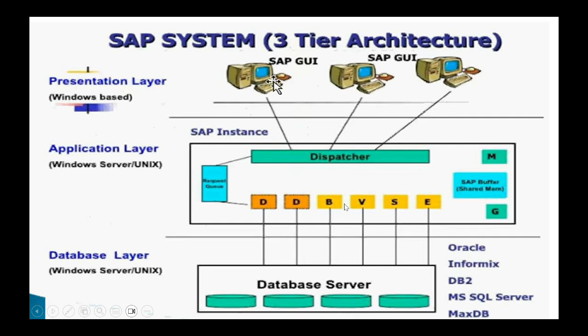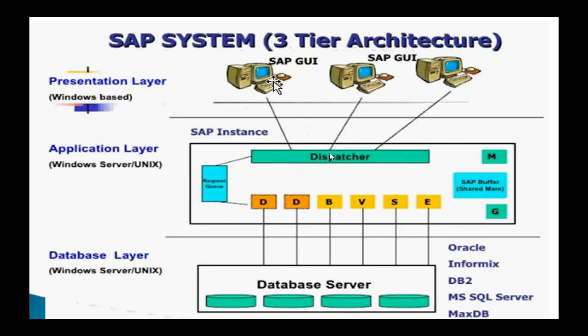The second is the background work process. The purpose of the background work process is background-related activities or long-running statements. Whenever a long-running task is given to the work process, it can be handled by the background work process. So for long-running processes, the background work process is responsible for that kind of activity.